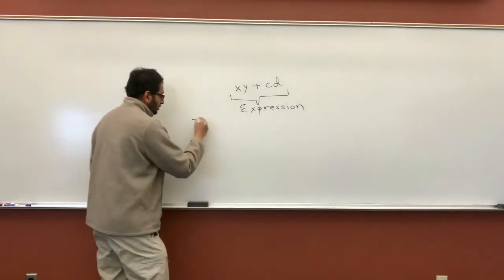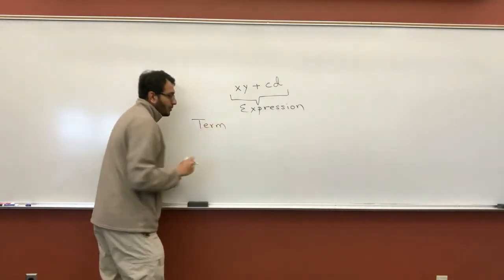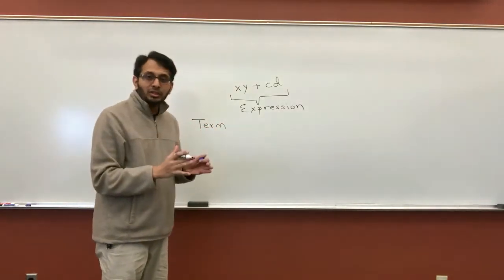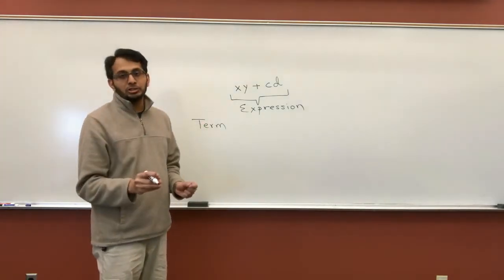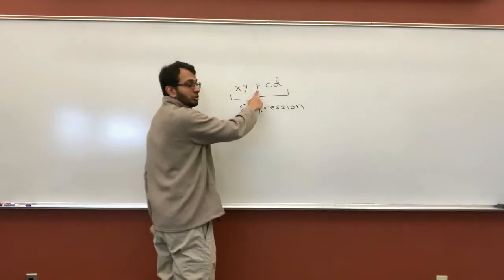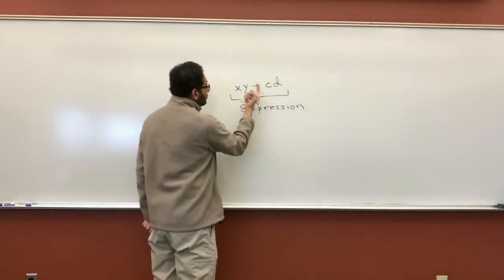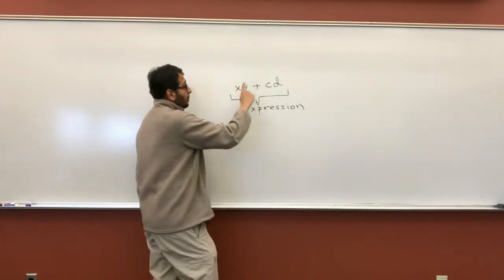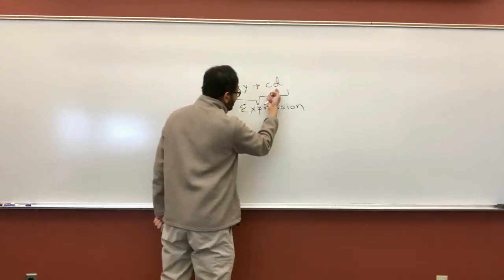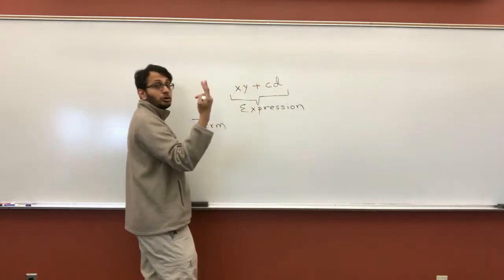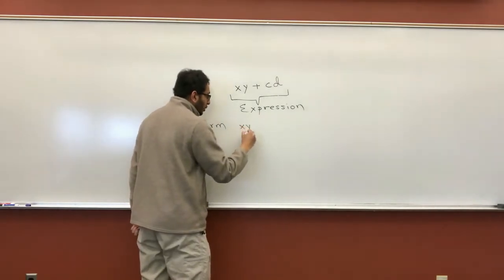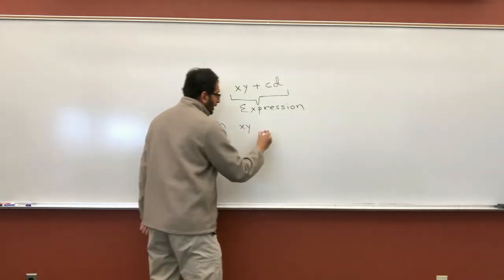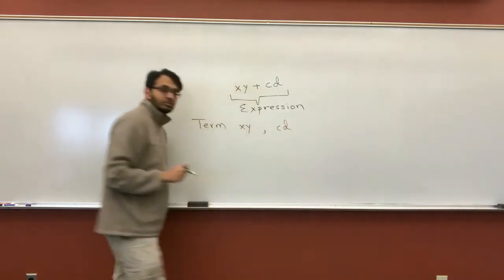Term. A term is anything that is separated by an addition or a subtraction. So here I see an addition symbol. So the item to the left is one term, and the item to the right is another term. So I have two terms in this particular expression. I have an xy term, and I have a cd term.